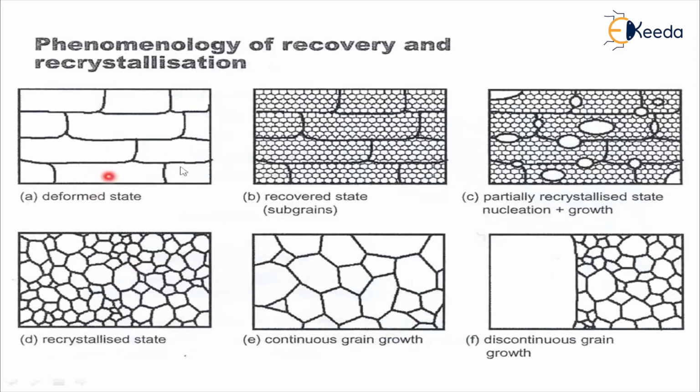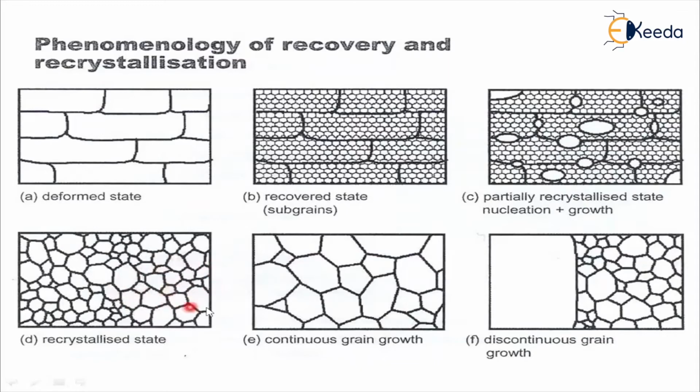This is the deformed state. This is the first state, that is the cold work state. This is the recovered state, and this is the nucleation starting state. You can observe the various nucleations, small nucleations and big nucleations, started. Partially, we can say it is the partially recrystallized state. This is the complete recrystallized state here.